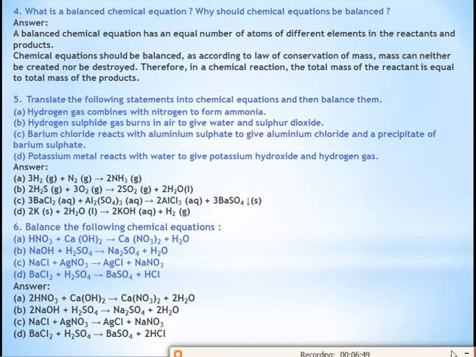Now, let's take question number 5. Translate the following statements into chemical equations and then balance them. See, in this, 4 questions are given. They are written in word form. We have to write the equation and after that we have to balance it.